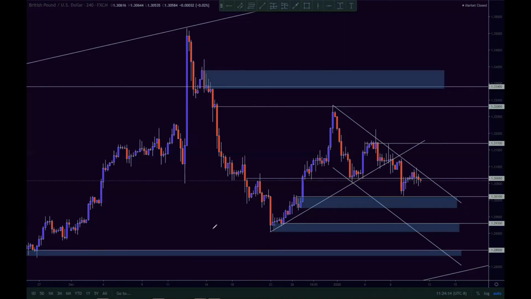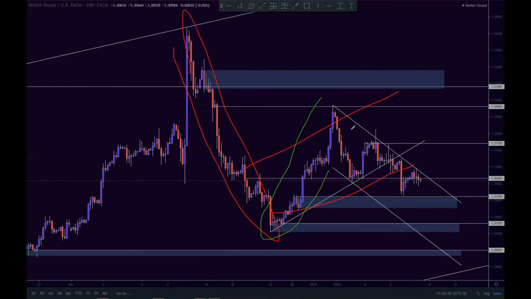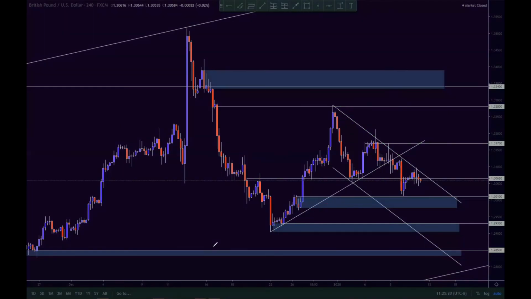The only thing I don't like about the structure is the fact that we got two drivers here. One over here, which is the driver and a possible correction. But also we have another driver right here with a possible correction. As you know, after each correction, there is a continuation. So this can be a little confusing, but let's trade what we see instead of what we think.